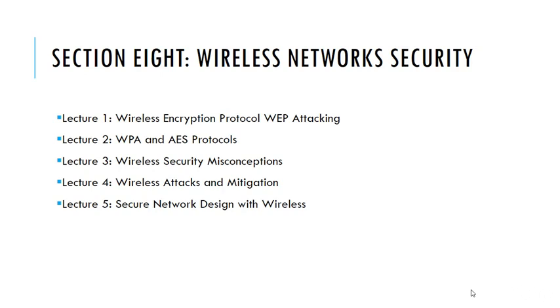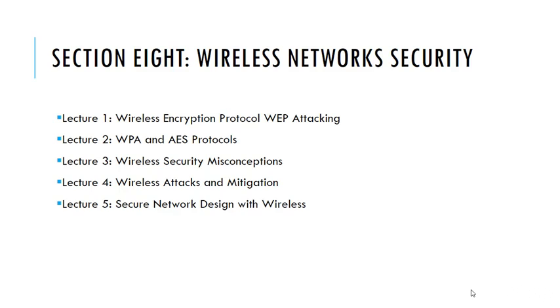Section 8 handles wireless network security, and Lecture 1 tackles the wireless encryption protocol WEP and its attacking, and how this protocol is obsolete right now and should not be used for security. Lecture 2 introduces the advantages of the WPA and AES protocols. When we speak about encryption protocols we do not handle the mathematics, but we handle the protocols from the point of view of usage, advantages, and the comparison between them.